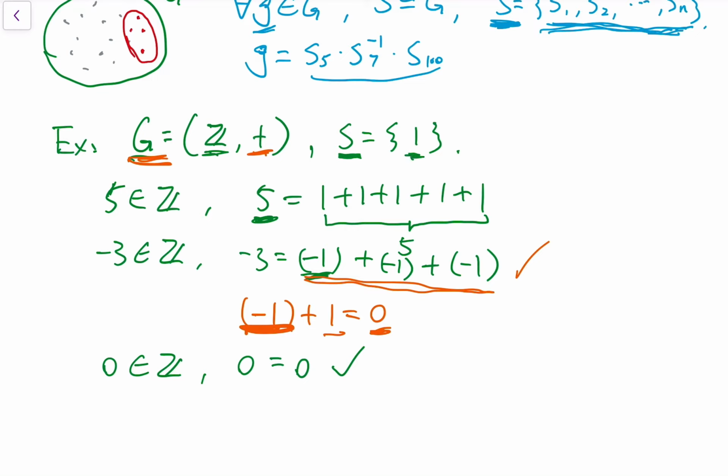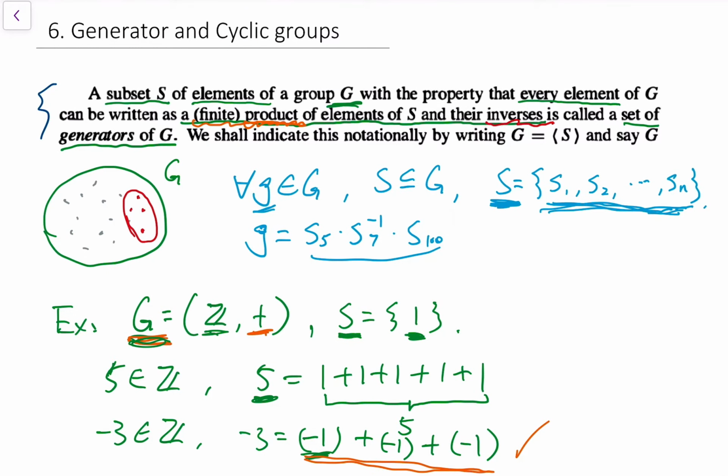So 1 is just like the set only contains 1 is the generator set of the group G. And here, if the set S is the generator set of G, we can use this notation: G equals the angled bracket with S to represent that the group G is generated by the generators in S, which means that every element in G can be constructed by the elements of S or the inverse elements of S.